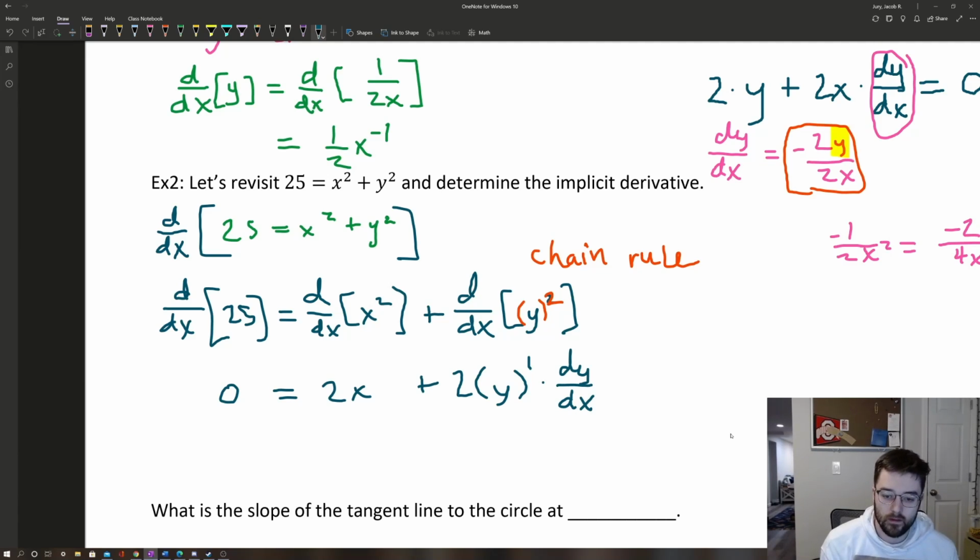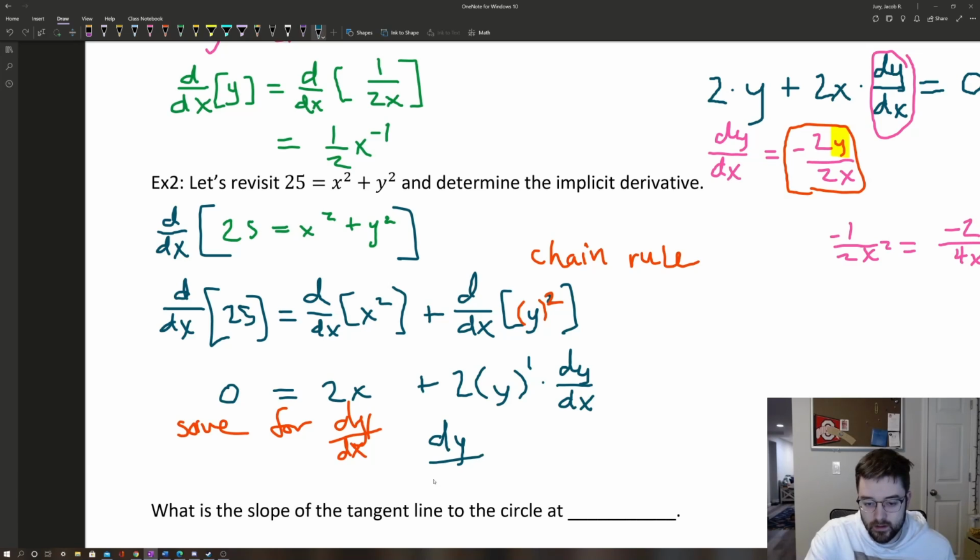There we go. So this is looking like the implicit derivative of a circle. And in order to round this one out, we want to solve for dy dx. So we want to get dy dx alone, because it's going to be more useful to us if we have the slope isolated. So dy dx is equal to, well, I just have to subtract 2x, so negative 2x, and then divide by 2y, over 2y.